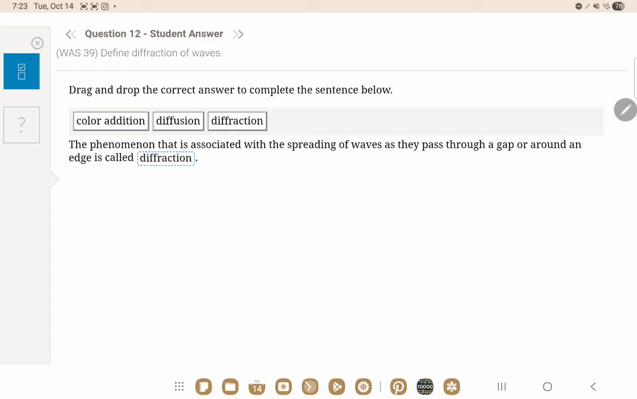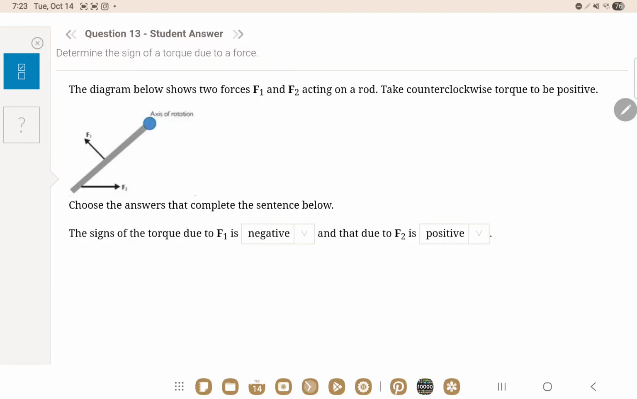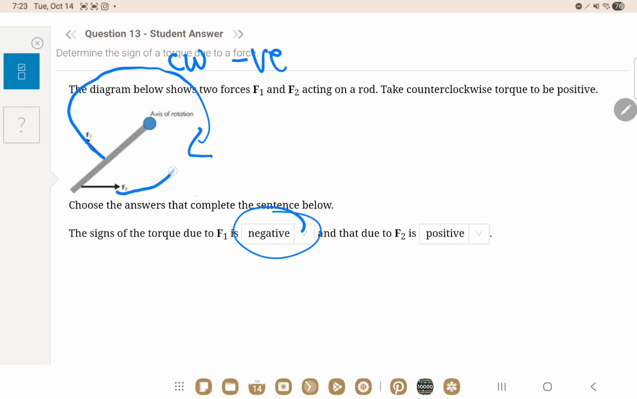The phenomenon associated with the spreading of waves is diffraction. This is the definition. We don't need to do anything with it. Anyways, the sign of the torque due to F1: this one you need to do the screwdriver rule. F1 here is moving this way to reach the axis of rotation, which is clockwise, so it is negative. And now F2 is moving in this direction to reach the axis of rotation, which is counterclockwise, which is positive. Moving on.